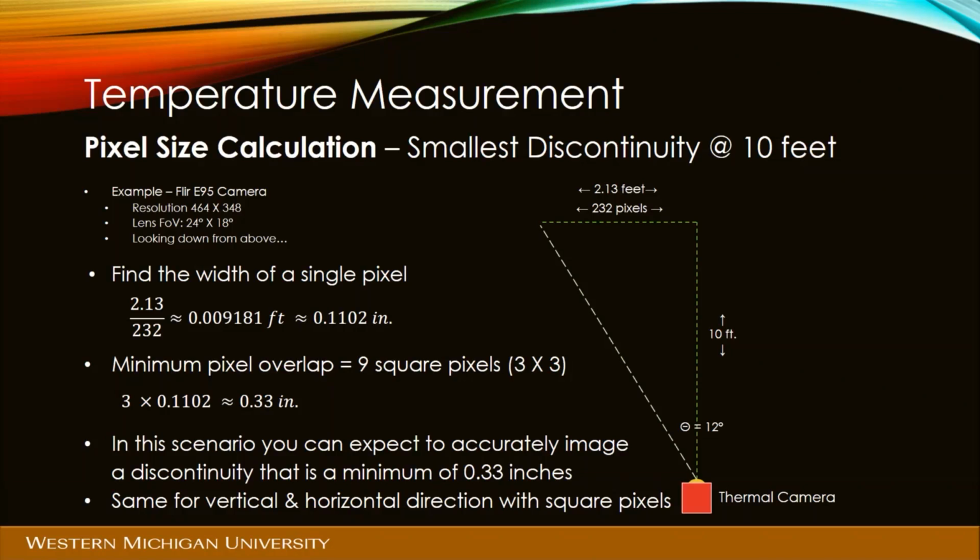If you were to do this same calculation with the Clear One, small camera, those are rectangular pixels. You would need to look at both the vertical and the horizontal to figure out which one is more restrictive.